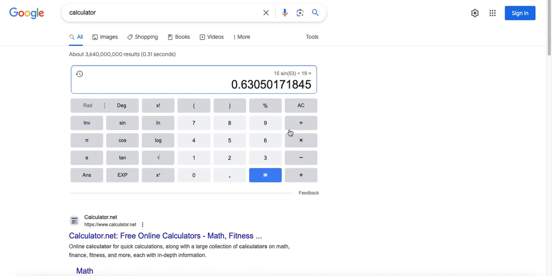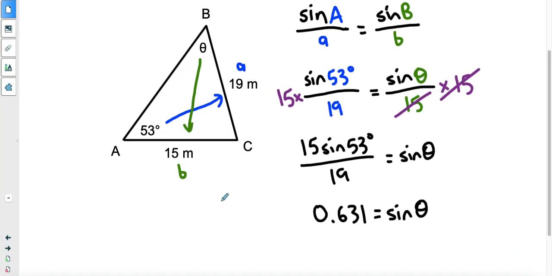So in this calculator right here, I'm just going to use the inverse button. But on your calculator, you might have to use the second button instead. It just depends on your calculator. Okay. Now we're going to put in 0.631. And there's our answer. So our angle here in the second example is 39 degrees. And there we go.